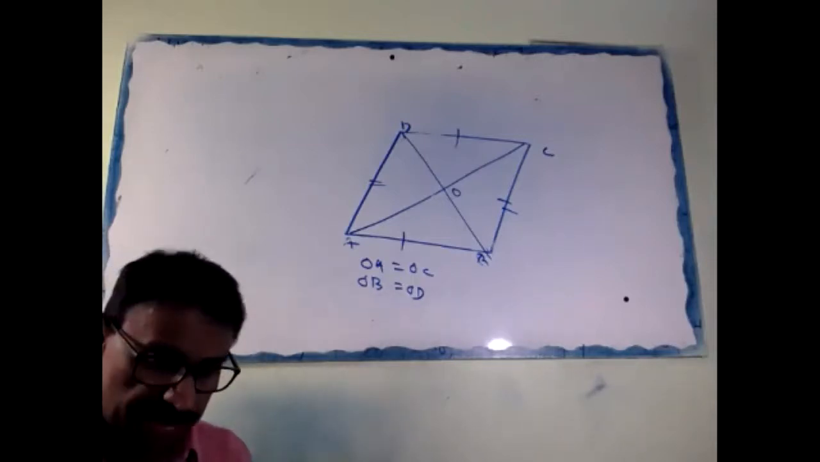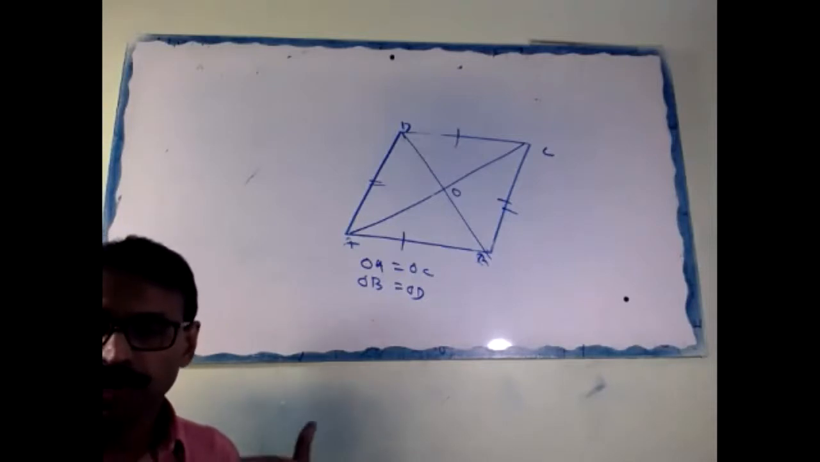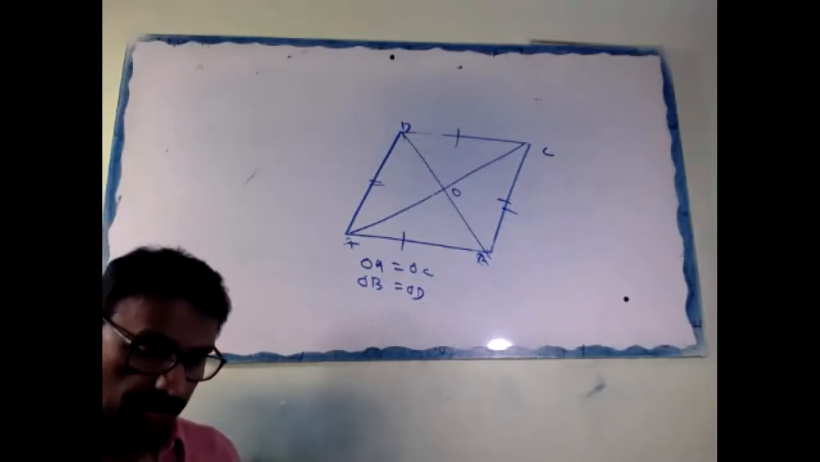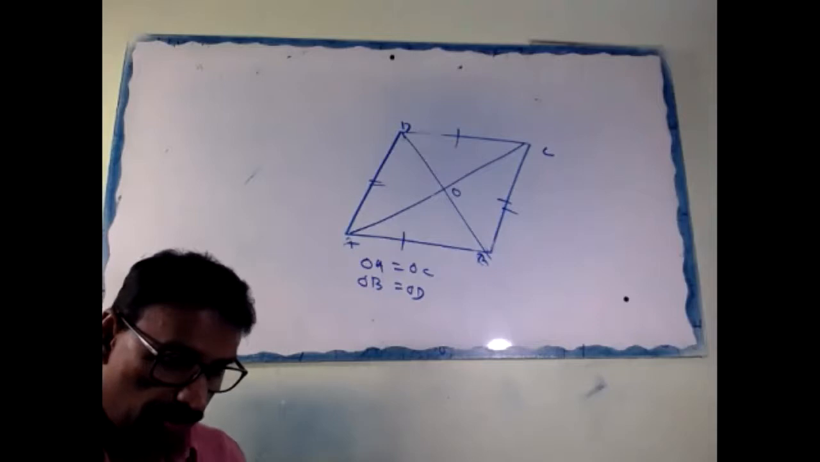Learn all the definitions by heart. Try to understand what is a square, what is a rectangle, what is a trapezium, what is a rhombus, and all.